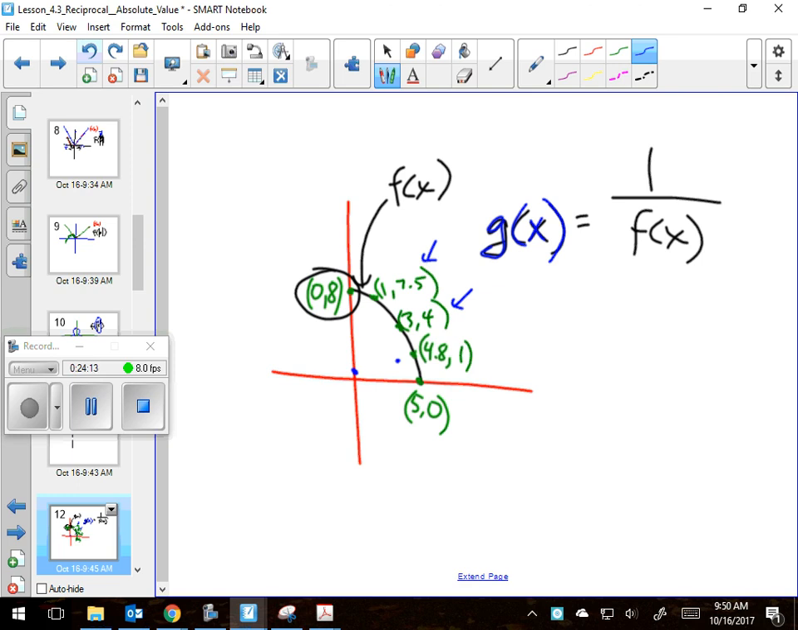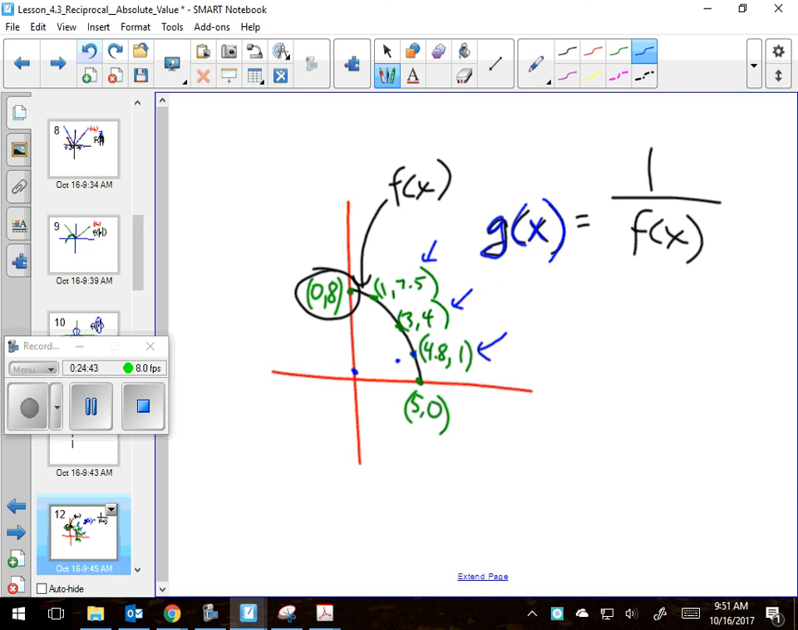The next point is 4.8, 1. What's the new point? 4.8, 1 over 1. What's that equal to? 1. That's the only point they will share. And then how about the last point? 5, 0. Ooh, wait a minute. It's going to turn into 5, 1 over 0.